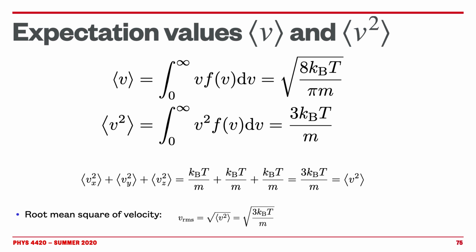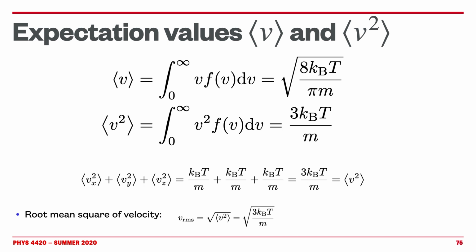Then there is the expectation value of v square, which is actually very important because, as I just mentioned a few minutes ago, it is related to the expectation value of the kinetic energy. What we find is essentially a kBT over m contribution for each dimension. So if a particle were confined to one dimension, the expectation value of v square would be just kBT over m. If it were confined in 2 dimensions, it would be 2 kBT over m. And of course, in 3 dimensions, like we've done here, it's 3 kBT over m.